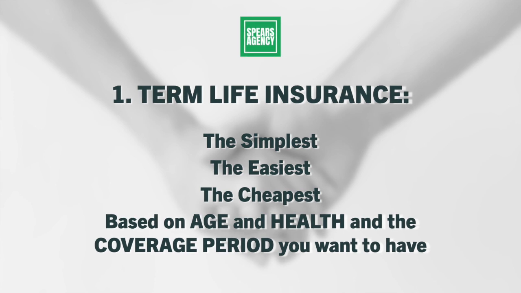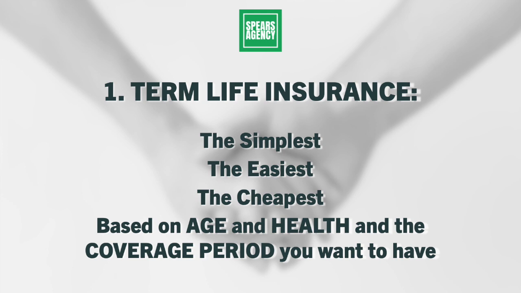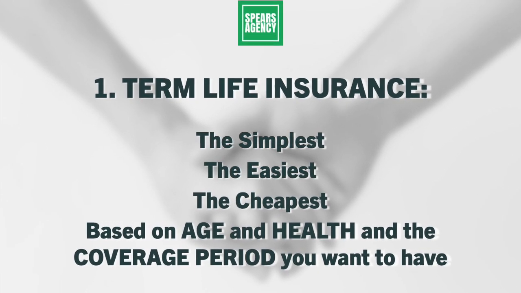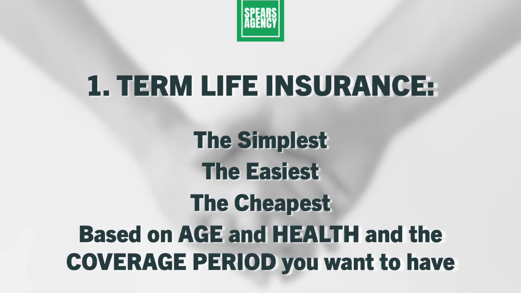And that first one's going to be the one most people are familiar with, which is term life insurance. This is the simplest, the easiest, the cheapest policy that you're going to get. This is literally based on age and health, nothing else, and the period of time that you want to have it, which could be a 10-year, 20-year, 30-year policy. Depending on how old you are is also going to depend on how long of a term you're allowed to get.